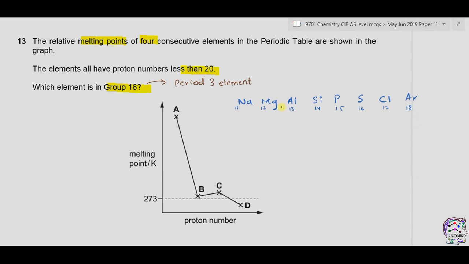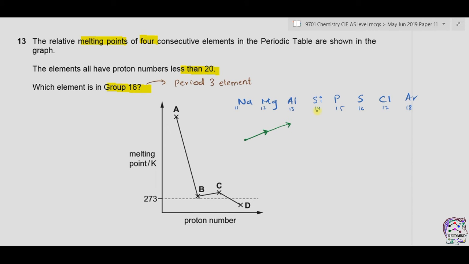As the number of outer shell electrons increases, the melting point also increases from sodium to aluminum. In aluminum, metallic bonding is stronger as compared to magnesium, which is stronger as compared to sodium. This is because sodium just loses 1 electron while magnesium can lose 2 electrons and aluminum can lose 3 electrons. So the higher the number of electrons lost, the greater the charge, so the greater the force of attraction between the atoms.